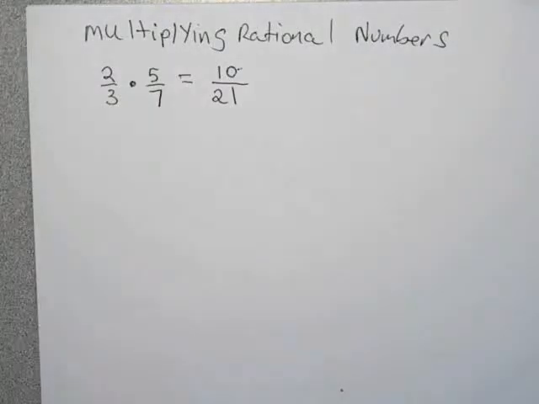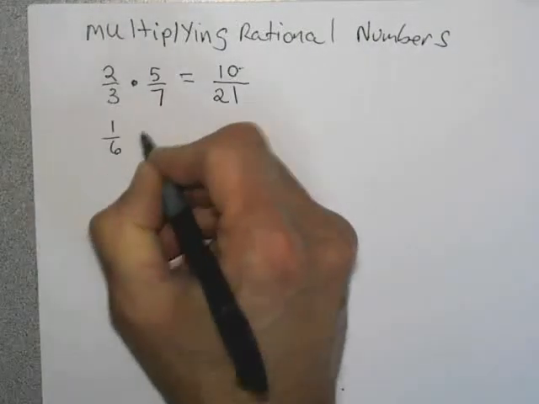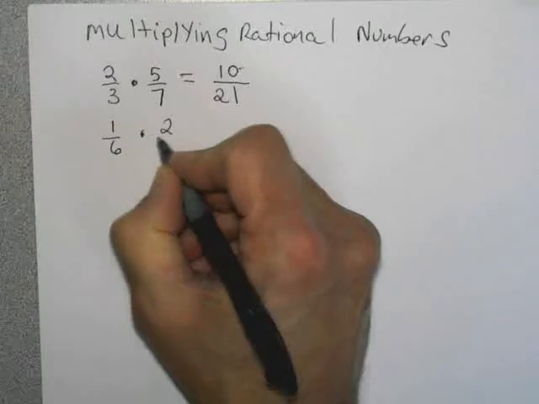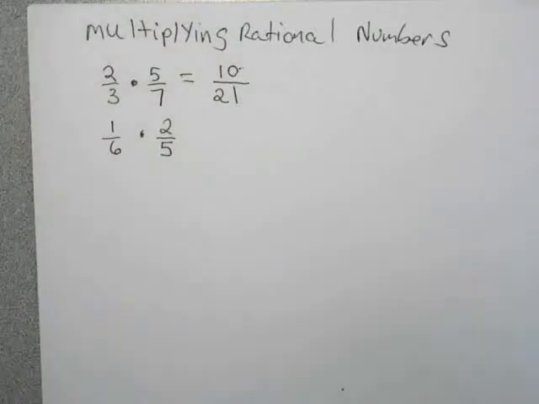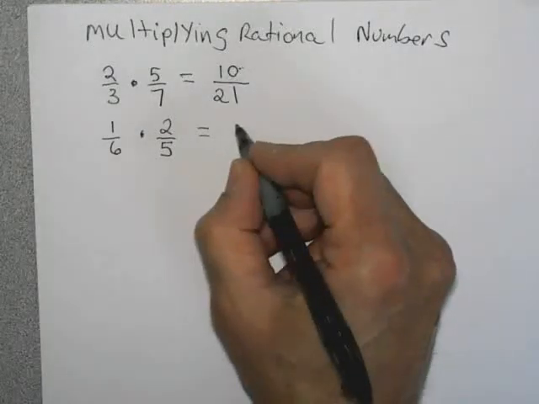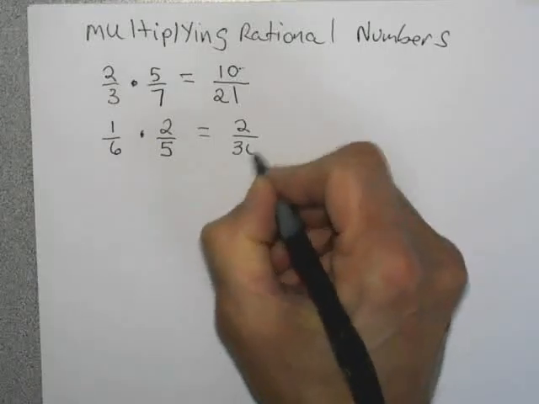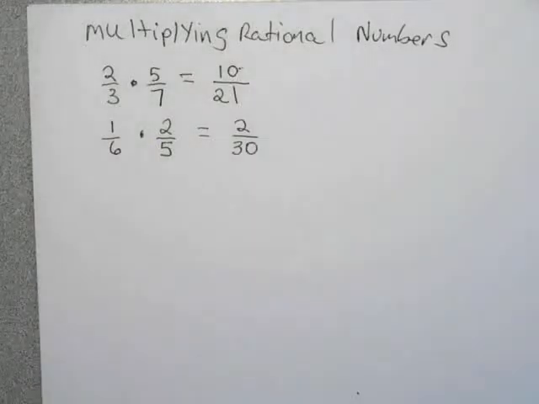Let's look at another example. How about 1/6 multiplied by 2/5? And this is going to be a review of the idea of simplifying. We know that we can multiply these two fractions straight across, right? 1 multiplied by 2 would be 2 for the numerator, and 6 multiplied by 5 would be 30 for the denominator. And we would have the fraction 2/30.